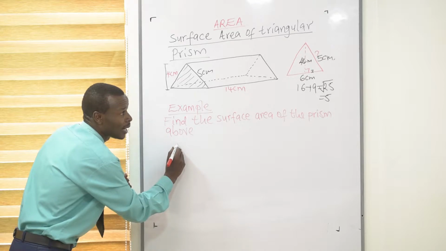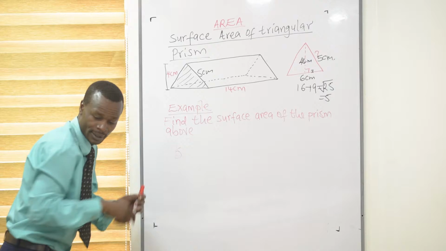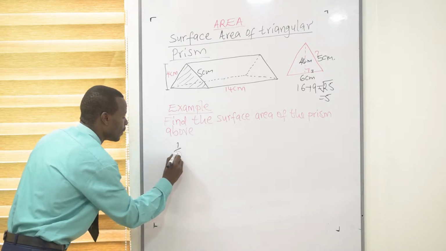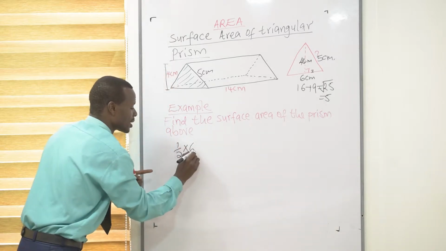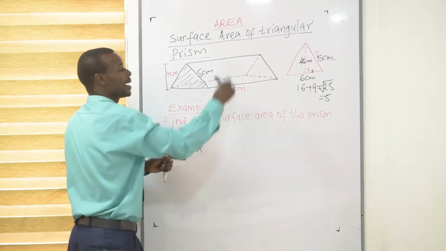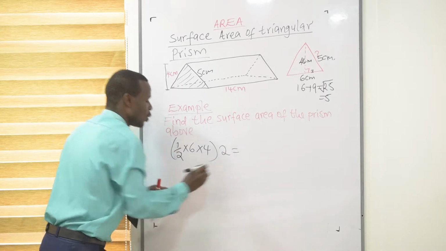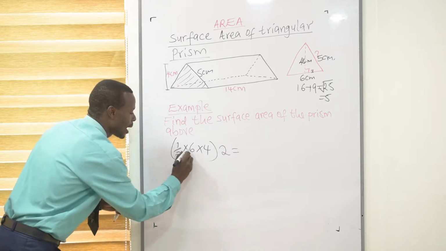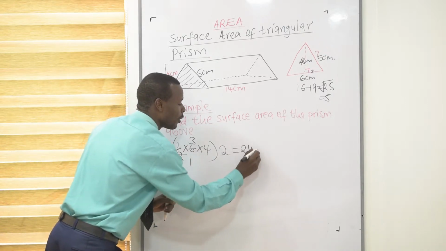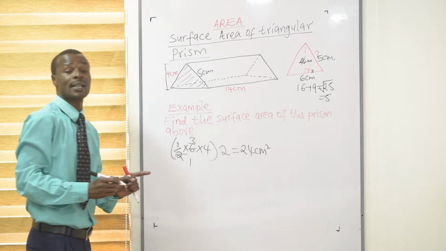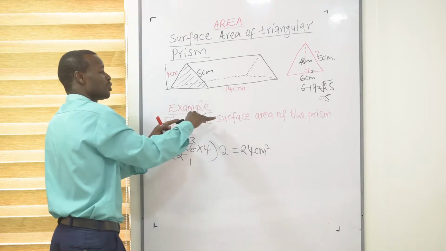Now that we know the dimensions of the triangle, we say half times the base, which is 6 centimeters, multiply by the height, which is 4, and these figures are 2. What do we get? If we work out this, we shall get 12. 12 multiplied by 2 will give us 24. So the triangles have given us the area of 24. Let's come down to the rectangles.